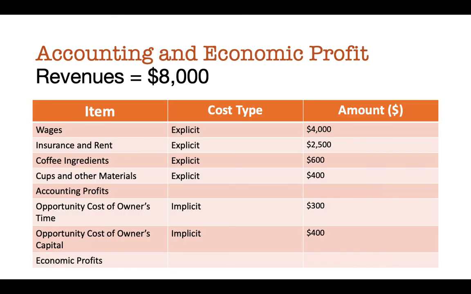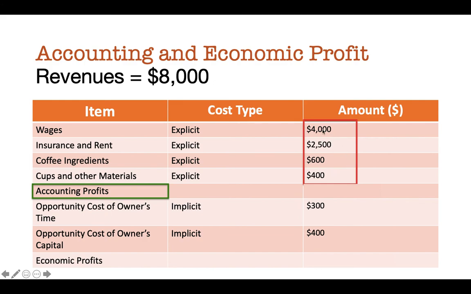So here are some examples of how we can calculate different types of profit. So let's say our hypothetical coffee shop, maybe first week or so in business, brings in $8,000 in revenue. If we want to calculate both the accounting and economic profit, to get the accounting profits, we're only going to consider these explicit costs. There's some examples: the wages, your insurance and your rent for your coffee shop, the ingredients for coffee, cups and other materials, lids, the little coffee sleeves, all that stuff.